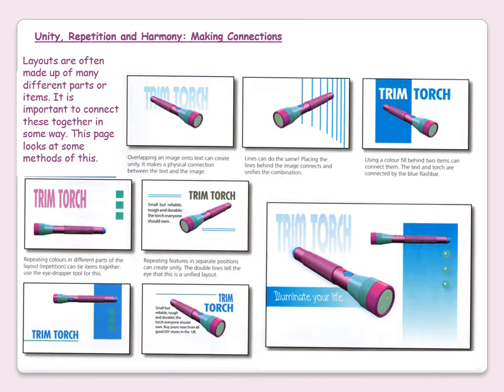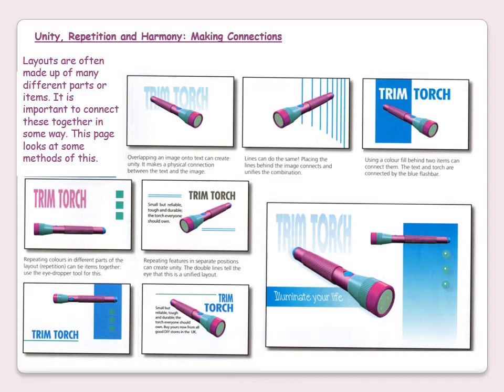In the top left, we have the torch, which is linked to the writing behind it. Overlapping an image onto text creates unity. It makes a physical connection between the text and the image. Moving to the right, lines can do the same. Placing the line behind the image connects and unifies the combination. Using a colour fill behind the two items can connect them. The text and torch are connected by the blue flashbar.